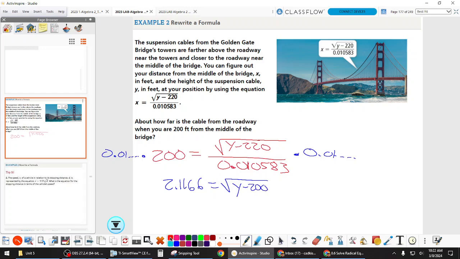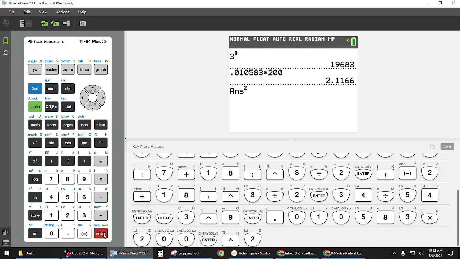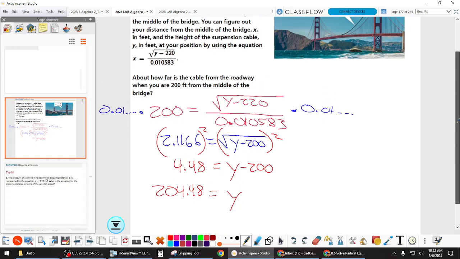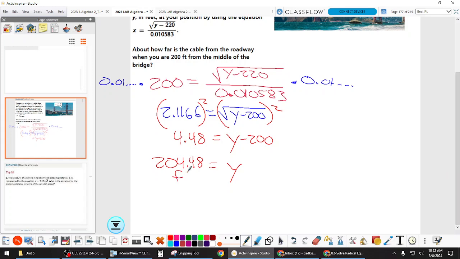Okay, now what? Still working to get y by itself. Square to undo the square root. So we're going to square both sides. And on the right, we'll have y minus 200. Take that number and square it. So 4.48. And then add 200. So 204.48, and this should be feet, right? Yep. So when you're 200 feet away from the center, that cable is about 200 feet above your head.